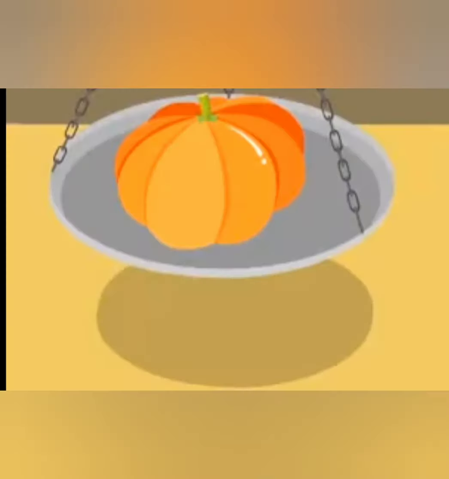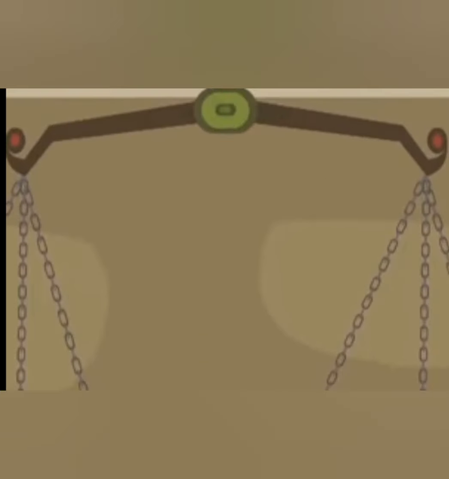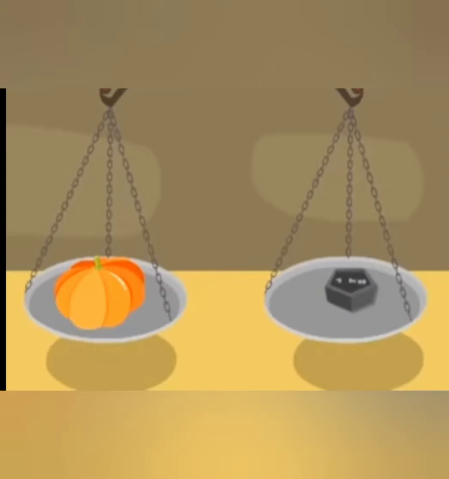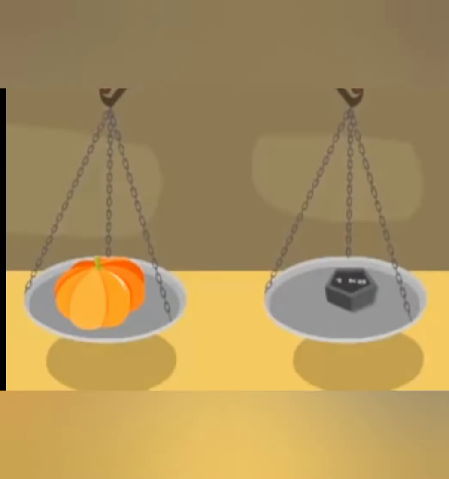See, Raju has kept a pumpkin in one pan and a 1 kilogram weight in the other pan. Look, the pointer of the balance is aligned with the center and both the pans balance each other. It means the weight of the pumpkin is 1 kilogram. Now, this position of the beam balance tells us the weight of the object.